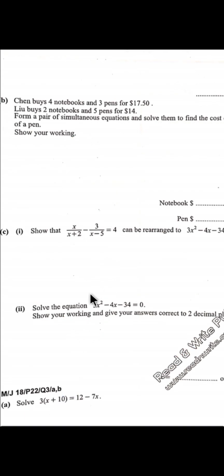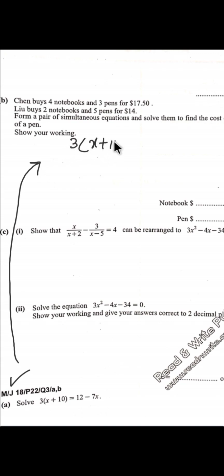Next question, we have this. Solve 3 into x plus 10 is equal to 12 minus 7x. So we need to solve this equation. We are solving it here. 3 into x plus 10, this is equal to 12 minus 7x. So now we multiply 3 inside the bracket. So 3x plus 30, this is equal to 12 minus 7x.